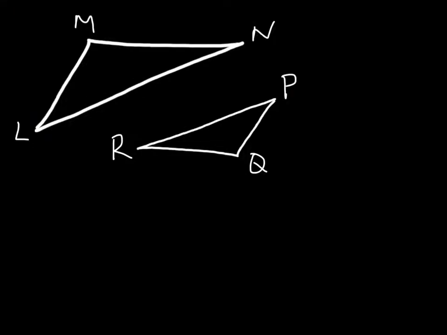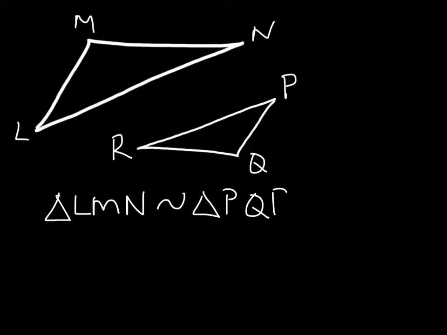Let's work through an example where we apply the properties of similar figures. Given triangle LMN is similar to triangle PQR, which would be written like this, triangle LMN is similar to triangle PQR. Name the corresponding angles and the corresponding sides. Okay, so it looks like triangle PQR has simply been rotated 180 degrees from triangle LMN.